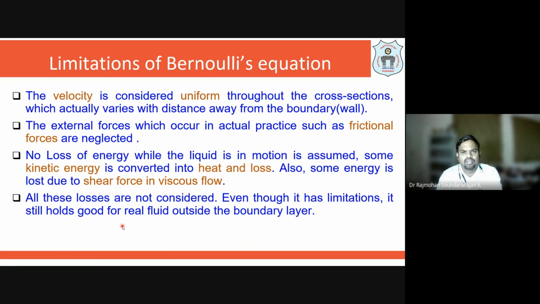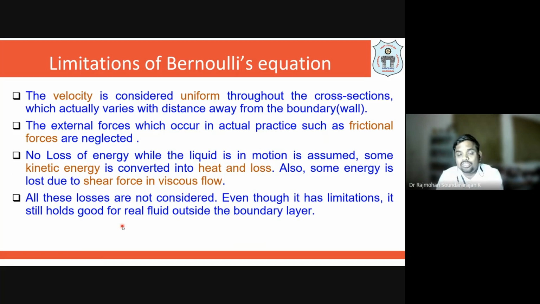Another issue is that we are assuming there are no energy losses in the system, and no external forces acting on the fluid. But actually we have some forces acting, which we will discuss in detail. The external forces which occur in an actual piping system where the fluid is flowing, such as frictional forces, we are neglecting. That is another limitation of Bernoulli's equation.